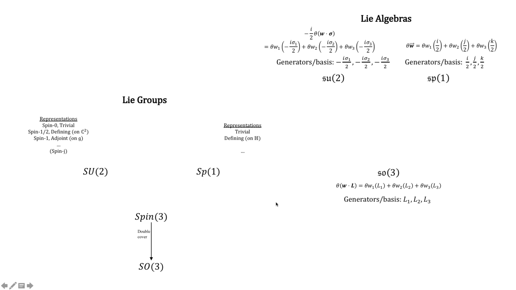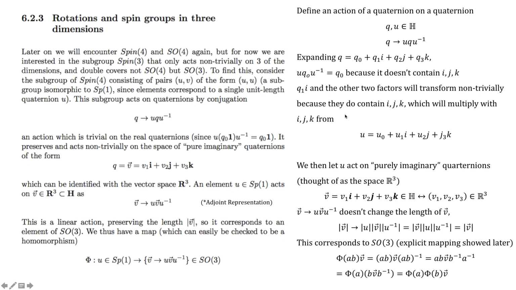Here's the base picture we have in mind. We have the Lie groups here and the Lie algebras here. By definition, spin three is a double cover of SO3. Here are the corresponding Lie algebras and their basis vectors, which satisfy the commutation relation known as the Lie bracket. Also keep in mind that the vector properties are present in the Lie algebras, meaning that any element in the Lie algebra is a linear combination of the generators, aka the basis vectors. Without further ado, let's start on the book.